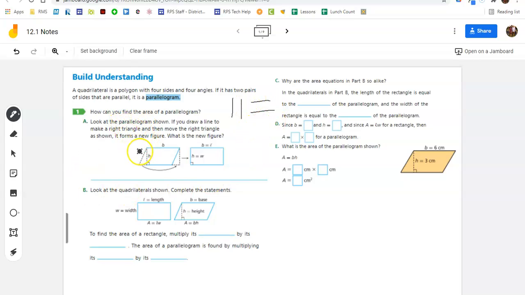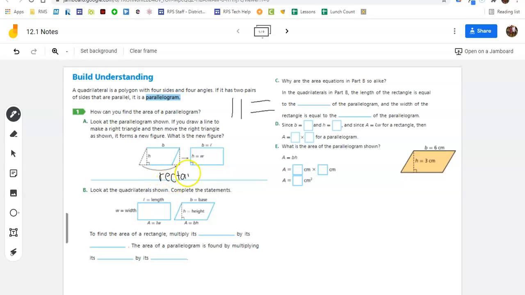Number 1, how can you find the area of a parallelogram? Let's look at A. Look at the parallelogram shown. The parallelogram is right here. If you draw a line to make it a right angle, which is what they did with the dotted lines, right here, and then move the right triangle as shown, so they took this triangle and moved it over there, it forms this shape right here.